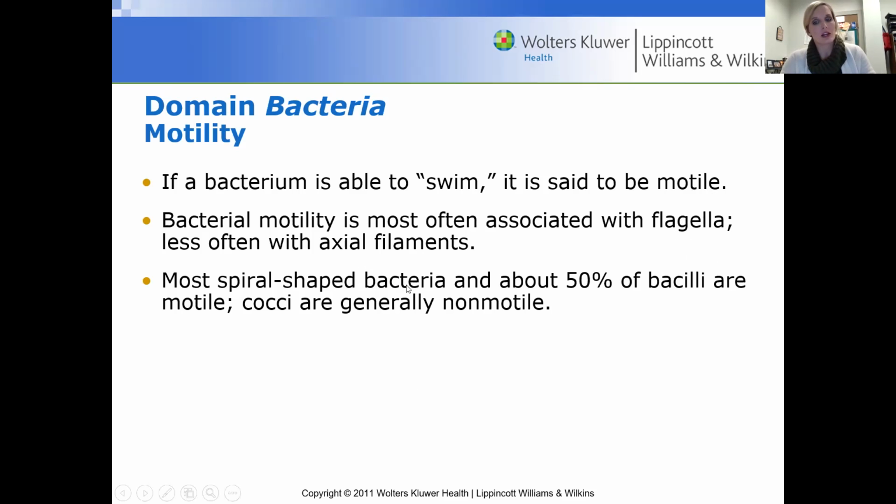Most spiral-shaped bacteria and about 50% of bacilli are motile. The spiral shape itself typically has the ability to move, and then those bacilli have the tail on them. So about 50% of your bacilli have that flagella. Most of the time, cocci are non-motile. Typically, they're going to stay pretty still.